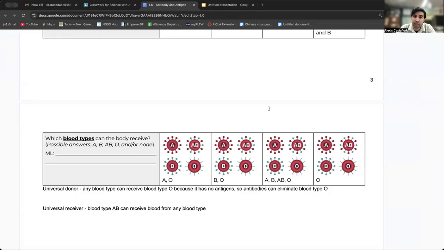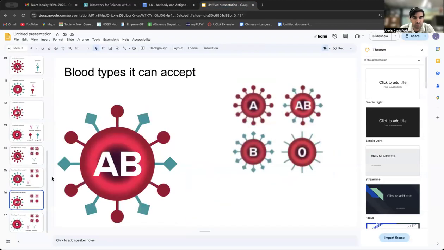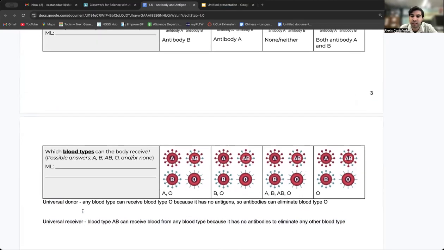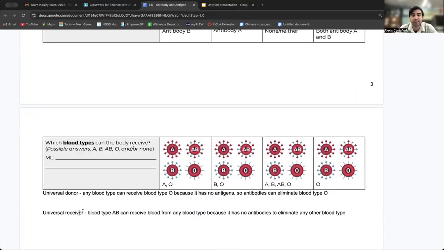And why? Well, as we saw before, right? Blood type AB has no antibodies. So it has no way to eliminate anything else. If you don't have any antibodies, you cannot destroy anything else, right? Antibodies are what our body uses to destroy other things that are dangerous. So it can receive blood from any blood type because it has no antibodies to eliminate any other blood type. That means that it is a universal receiver. It can get blood from anybody. And that here, students, is the summary of what we saw.